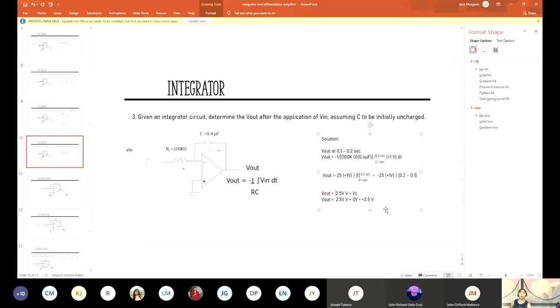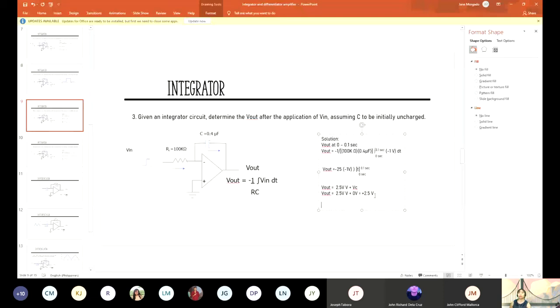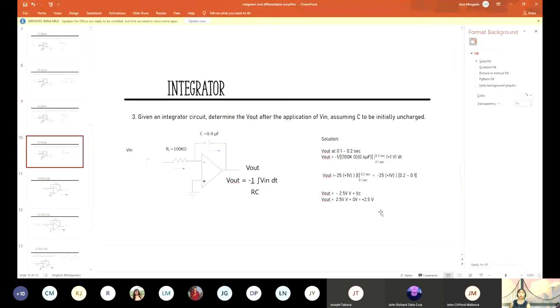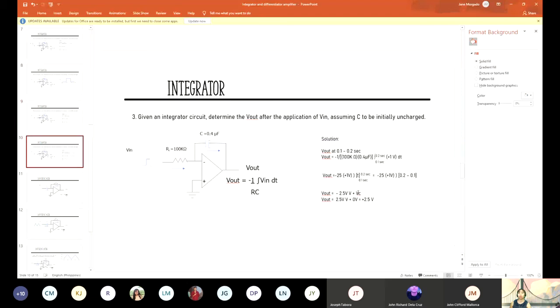But we have a previous output from 0 to 0.1. This is our previous output here, which is positive 2.5. So we have a previous output of positive 2.5. So for our second interval, we have negative 2.5 plus VC, but we have a previous output of positive 2.5.